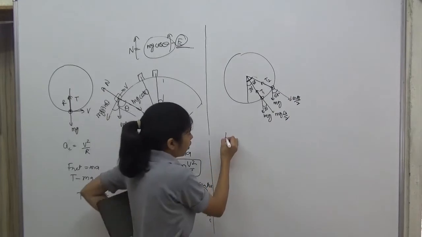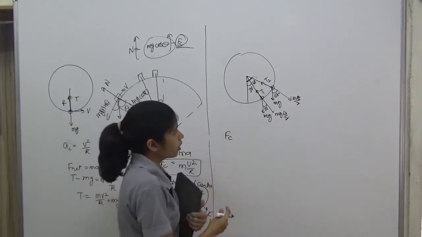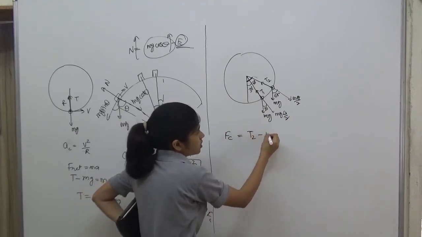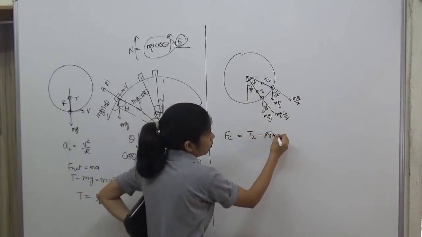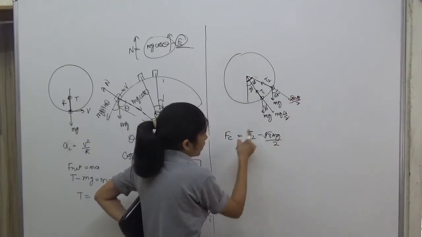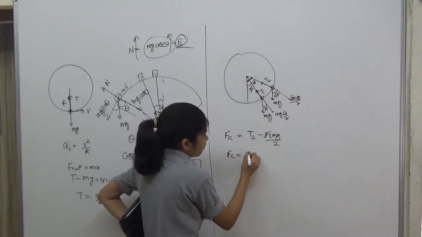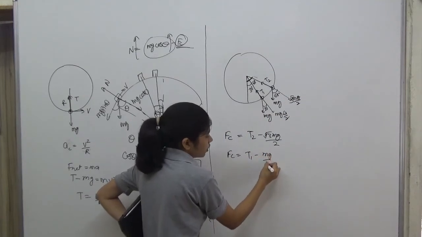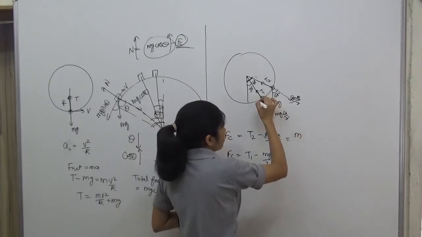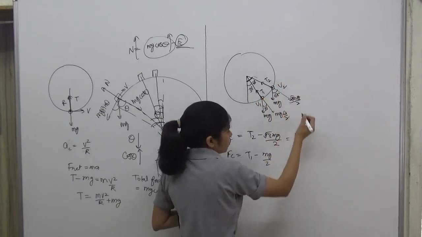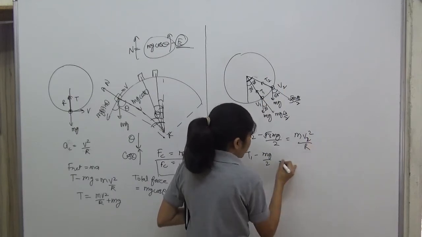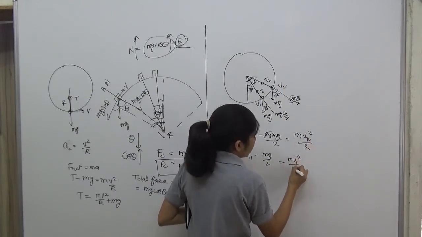Now we are finding F centripetal, the total force towards the center. So it will be T2 minus root 3 mg by 2, and in this case F centripetal is T1 minus mg by 2. Clear? Now what is F centripetal? Let's say velocity at this point is v1, velocity at this point is v2. So it is mv2 square by r, and here it is mv1 square by r.